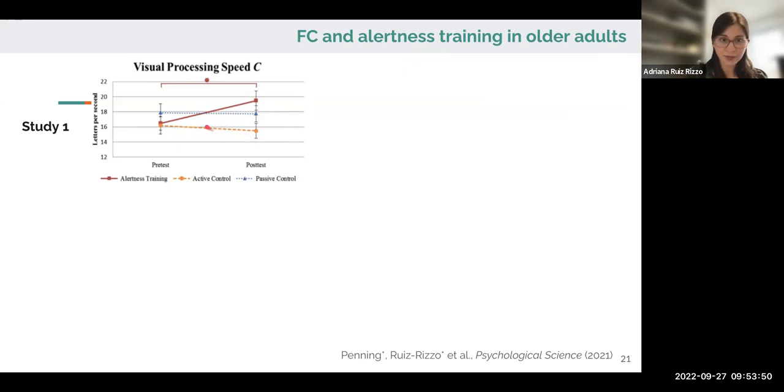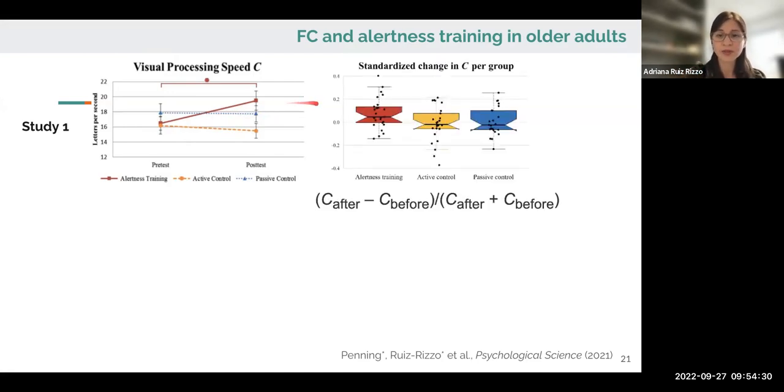What does this tell us? First, the fact that the passive control group didn't improve means that the improvement we observed in the alertness training group was not due just to retest of visual processing speed. The fact that we didn't observe gain in the active control group means that it was not just due to training, to any training, that we observed this gain in visual processing speed for the alertness training group. In other words, this increase in visual processing speed was actually specific to the alertness training group.